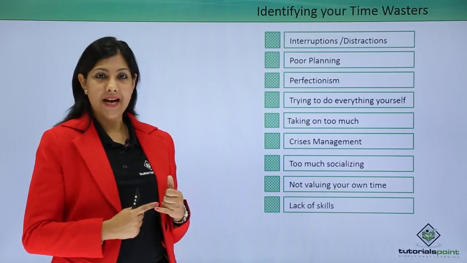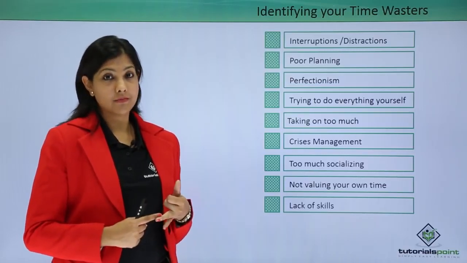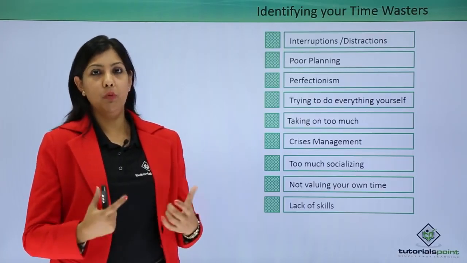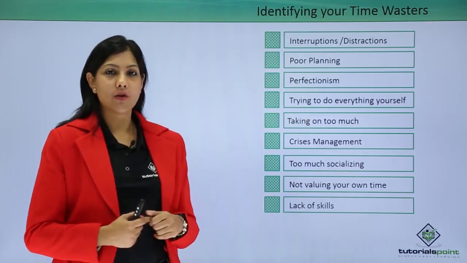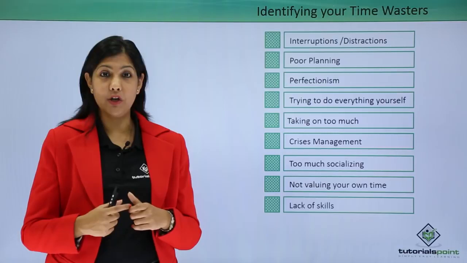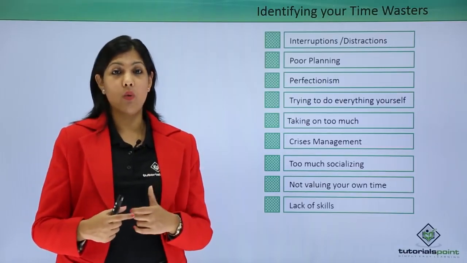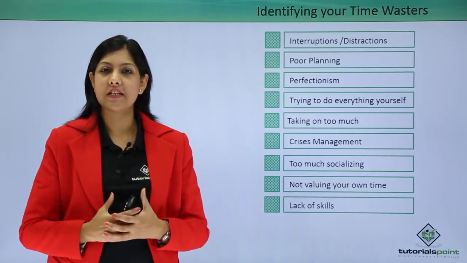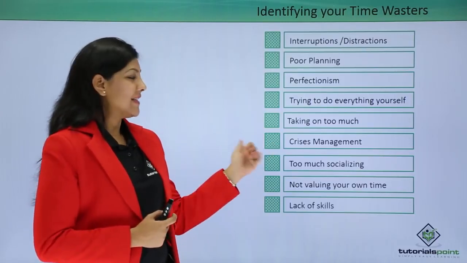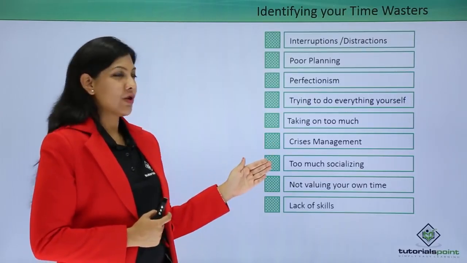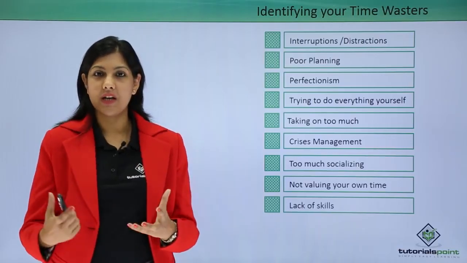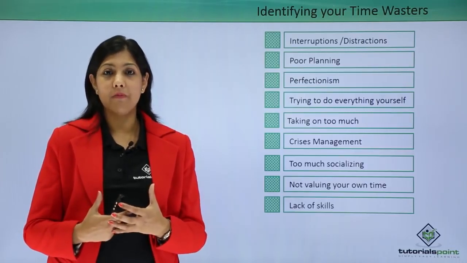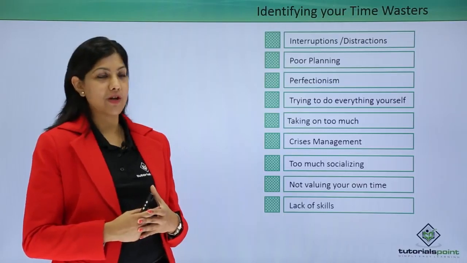So, avoiding interruptions and distractions, poor planning, not being able to plan well. Perfectionism, expecting too much, trying to do everything yourself, and that's where we falter because we are not able to identify where to delegate the task or where not to delegate. Taking on too many responsibilities, taking on too much on yourself, which is not a great thing to do. Crisis management, and too much socializing. We tend to socialize too much during our day, try to do too many things, meet too many people, spend too much time with our friends and family, which might not really help you solve the problem of time management.